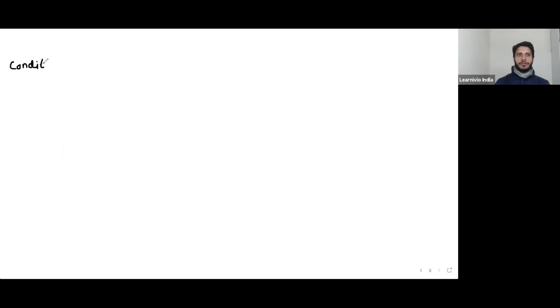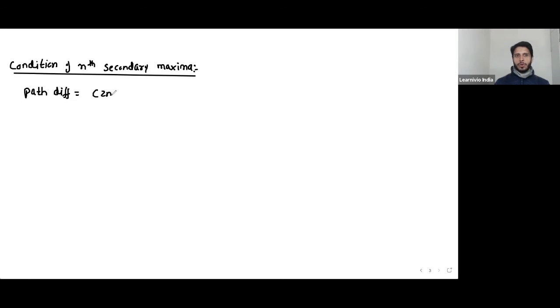Condition of nth secondary maximum. For nth secondary maxima, you can use this equation that path difference is (2n plus 1) lambda by 2. And remember that your n starts from 1 here.